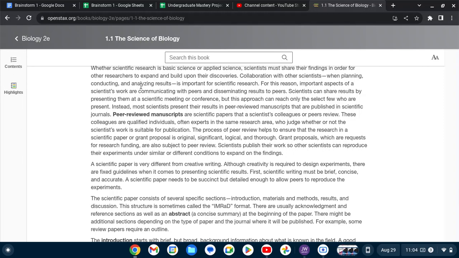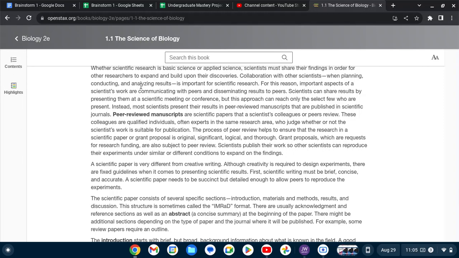Scientists can share results by presenting them at a scientific meeting or conference, but this approach can reach only the select few who are present. Instead, most scientists present their results in peer-reviewed manuscripts that are published in scientific journals. Peer-reviewed manuscripts are scientific papers that a scientist's colleagues or peers review. These colleagues are qualified individuals, often experts in the same research area, who judge whether or not a scientist's work is suitable for publication. The process of peer review helps to ensure that the research and scientific paper or grant proposal is original, significant, logical, and thorough.